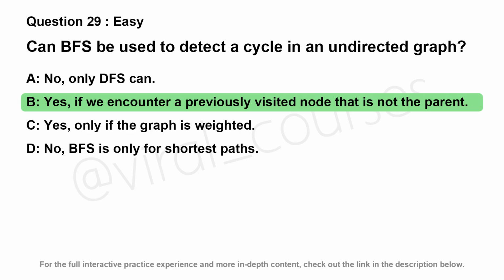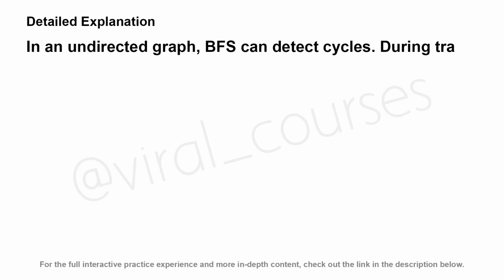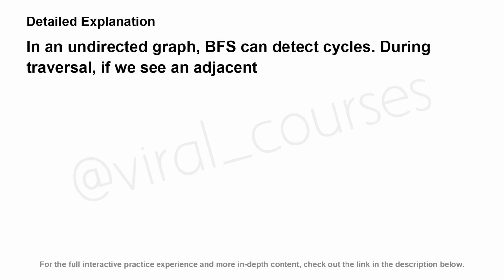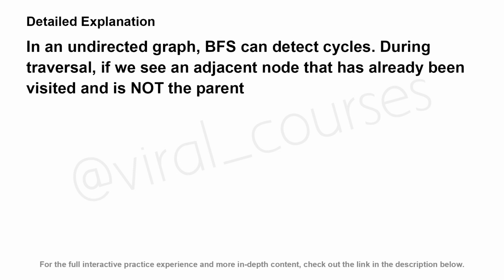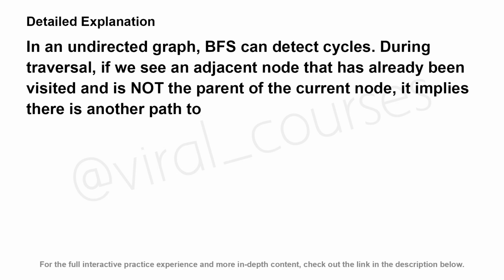The correct answer is B. In an undirected graph, BFS can detect cycles. During traversal, if we see an adjacent node that has already been visited and is not the parent of the current node, it implies there is another path to that node, forming a cycle.